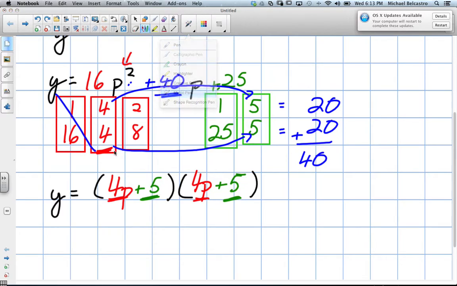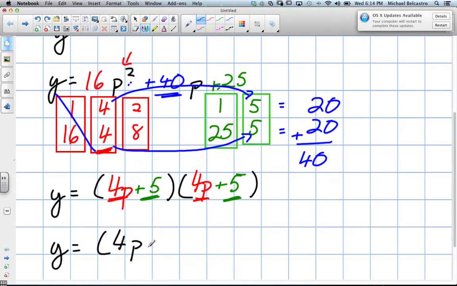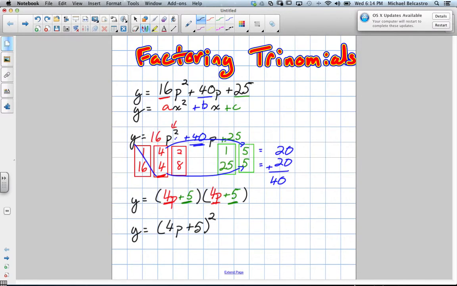Okay, so that's our factored form. We took the numbers in the columns and we plugged them in. We took the 2 4s, they were the first terms, and we took the 2 5s, they were the second terms. And it just so happens, this is a special case. Both of the brackets are the same, so we can represent this by actually writing (4p + 5) squared. I don't have to rewrite that twice. Okay, so there's one way of going about doing this.